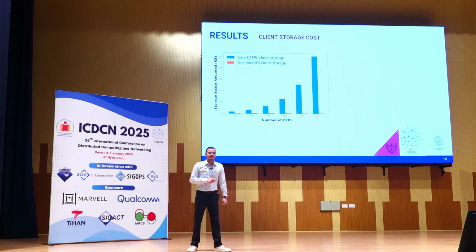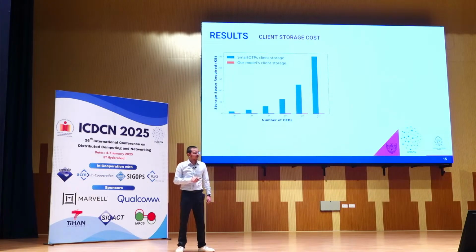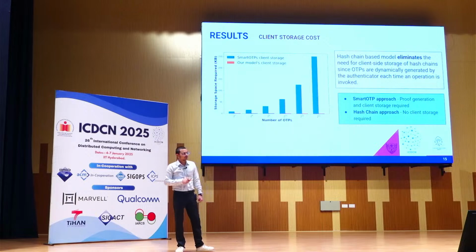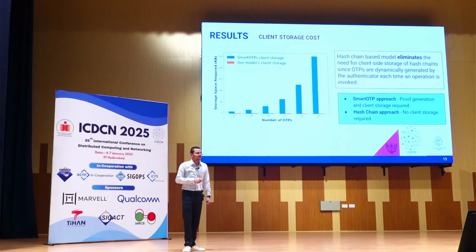In the second comparison, client storage, we have eliminated the client storage. In the case of Smart OTP, we need to store the entire Merkle tree on the client side, whereas in our case, we don't need to store any tree or hash chain on our side, because the OTPs are generated dynamically at the authenticator.